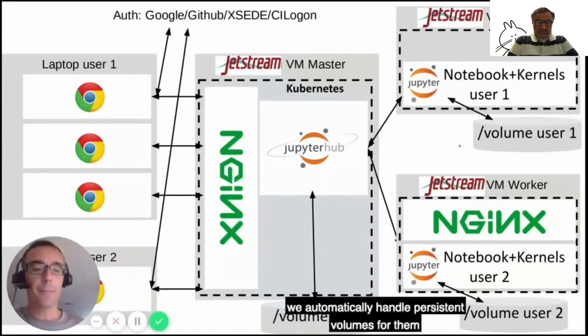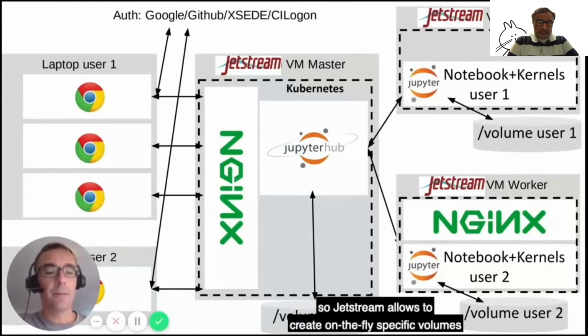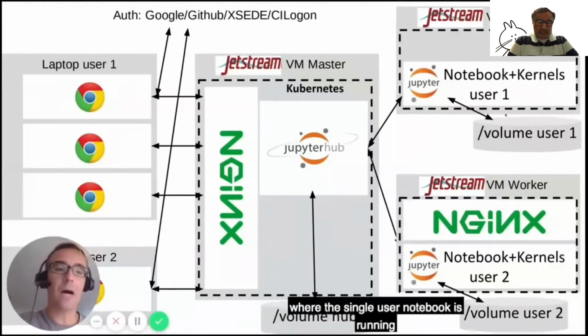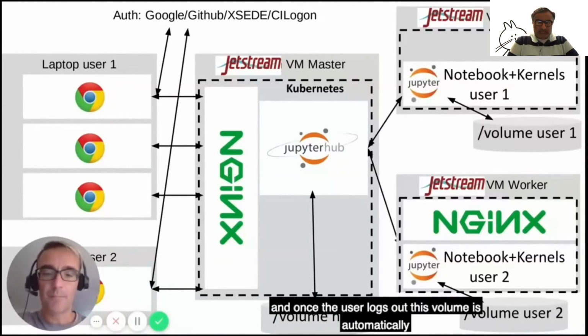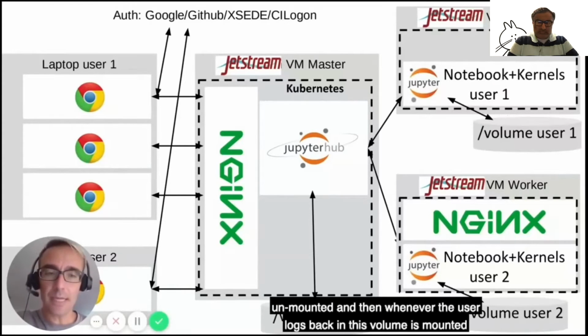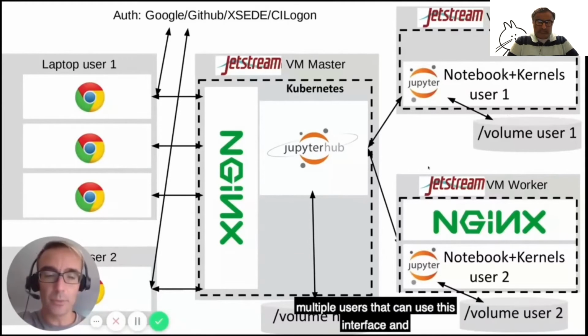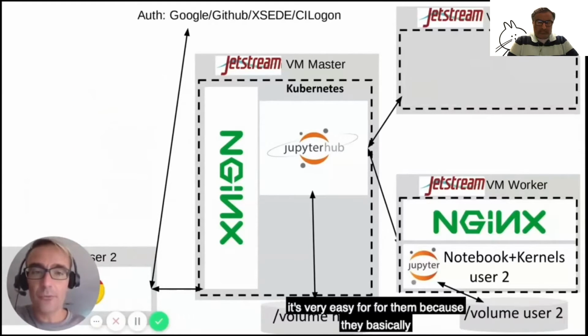And also we automatically handle persistent volumes for them. Jetstream allows us to create on the fly specific volumes for each user, and so we mount those volumes where the single user notebook is running, and once the user logs out, this volume is automatically unmounted. Then whenever the user logs back in, this volume is mounted on another instance where they are running this time.